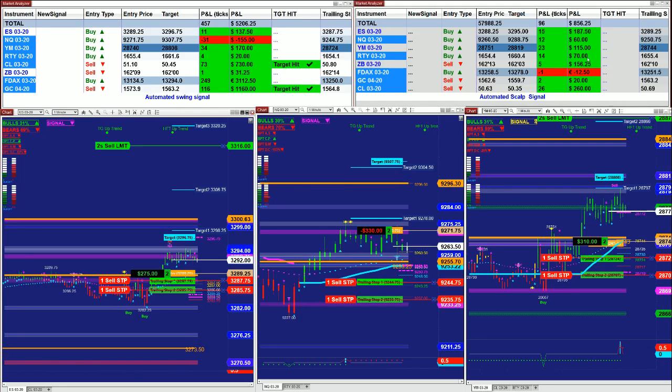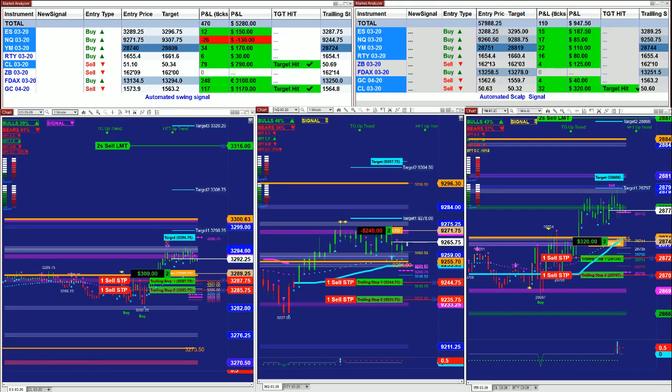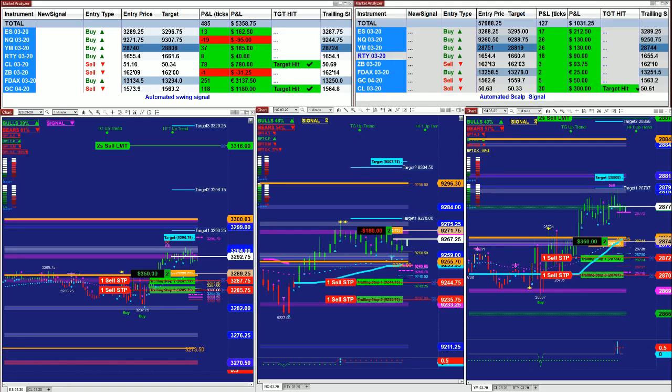On the right upper corner, there is also a new signal. You will see the new signal here, and this is based on the scalper. On the scalper, there is 113 ticks in profit. We will be covering the scalpers as well. I will show you some of those trades if we look.